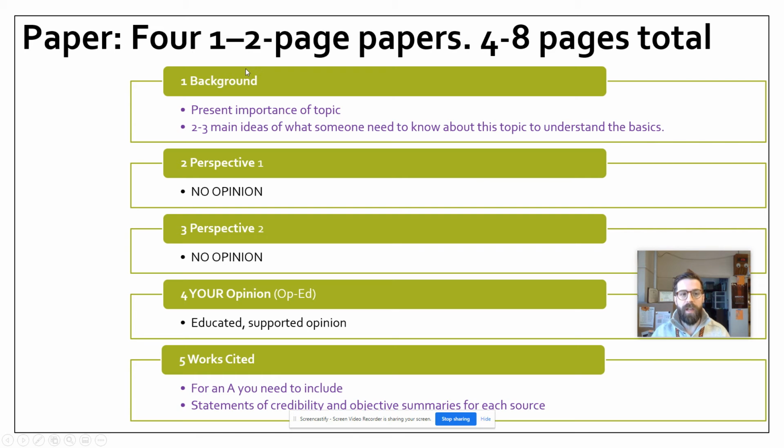So the first paper is going to be the background information. So this is why this topic is important, why it's relevant, and then what are the 2 to 3 main ideas that someone would need to know about this topic to understand kind of the nuances of the different perspectives you're going to give me. What's the basic information that I need to know? This is called expository writing, where you're not really presenting opinion, you're just reporting on information.